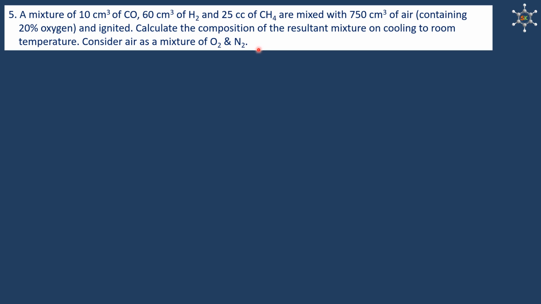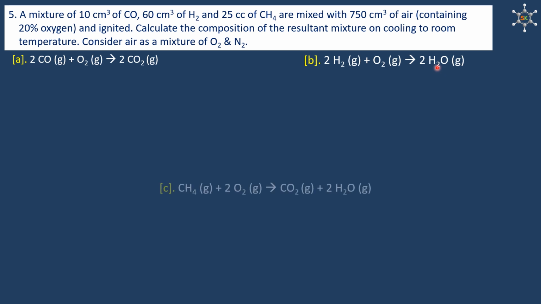Here we have three combustion reactions. One is with carbon monoxide, another with hydrogen, and the third with methane. With carbon monoxide, the balanced equation is 2CO plus O2 giving 2CO2. With hydrogen, 2H2 plus O2 giving 2 molecules of water vapor. The third equation is methane plus 2 oxygen molecules giving carbon dioxide and 2 molecules of water vapor.